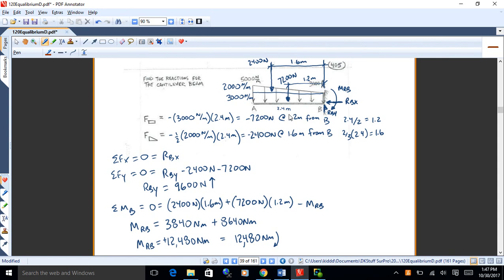Then I can sum moments about B and set that equal to 0. 2,400 times 1.6 plus 7,200 times 1.2 minus, because it's clockwise, MRB. And I can solve for MRB. See, essentially, I've done all the thinking when I make the diagram. I'm not really thinking now. I'm just looking at arrows and summing things up. That's all I got to do. Once I make a good diagram, I'm good.